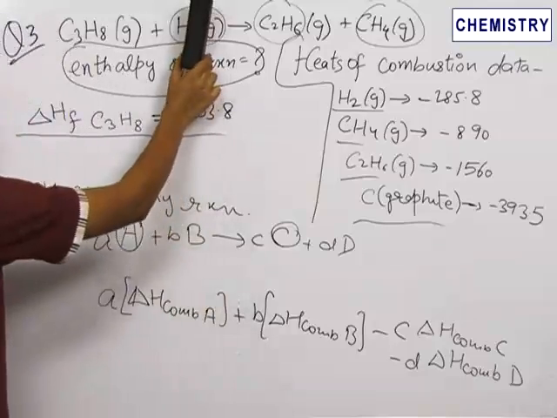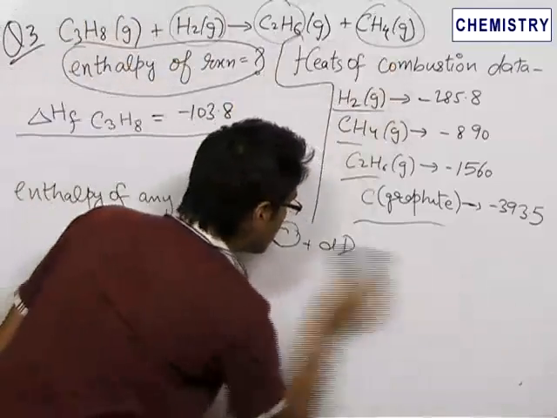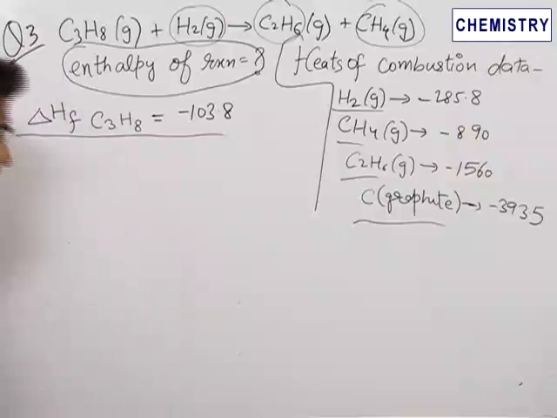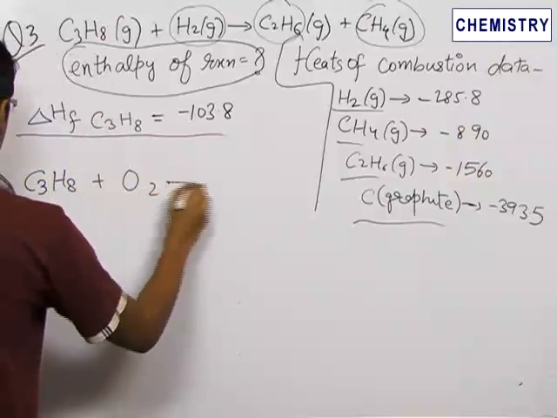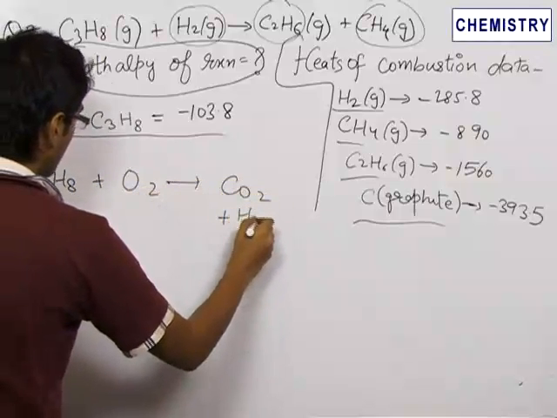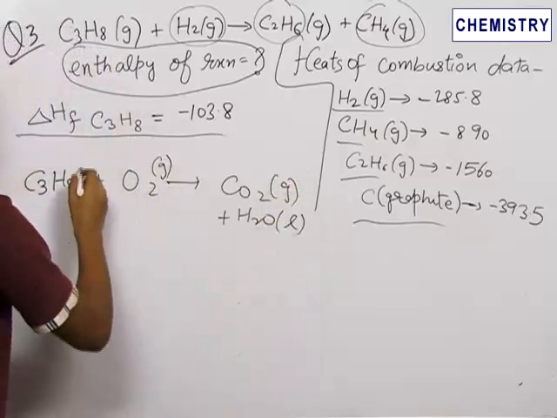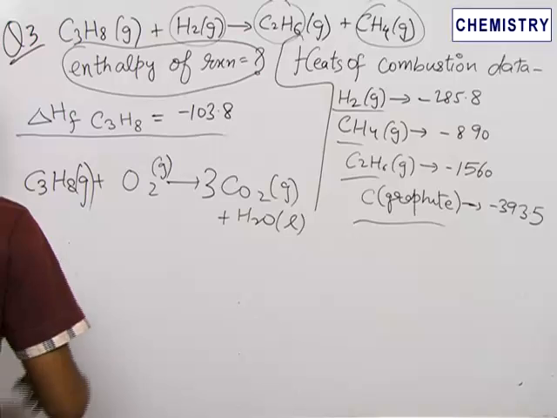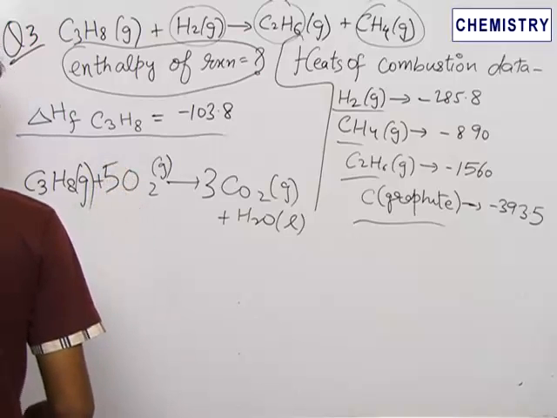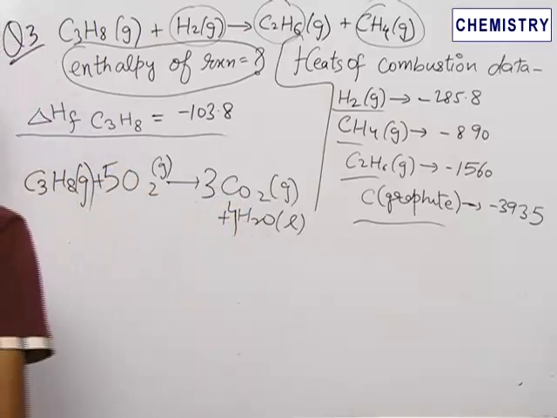Here we have the enthalpy of combustion of H2, C2H6 and CH4. We don't have the enthalpy of combustion of C3H8. So we try to find the enthalpy of combustion of C3H8 by writing its combustion equation as C3H8 plus oxygen giving CO2 plus water. Remember to write all the states in this chapter because it is very important. We balance the equation. Here we get 3 CO2, 5 oxygen and 4 water. Hence we try to find the enthalpy of combustion of this C3H8.